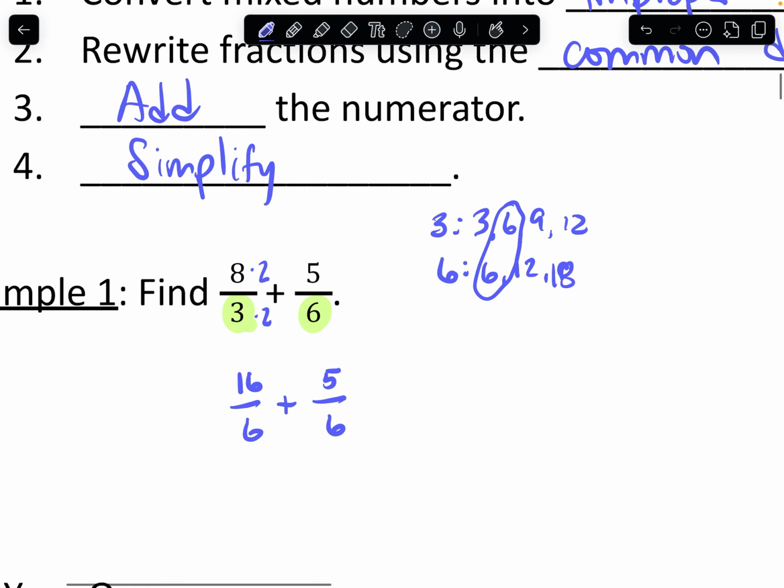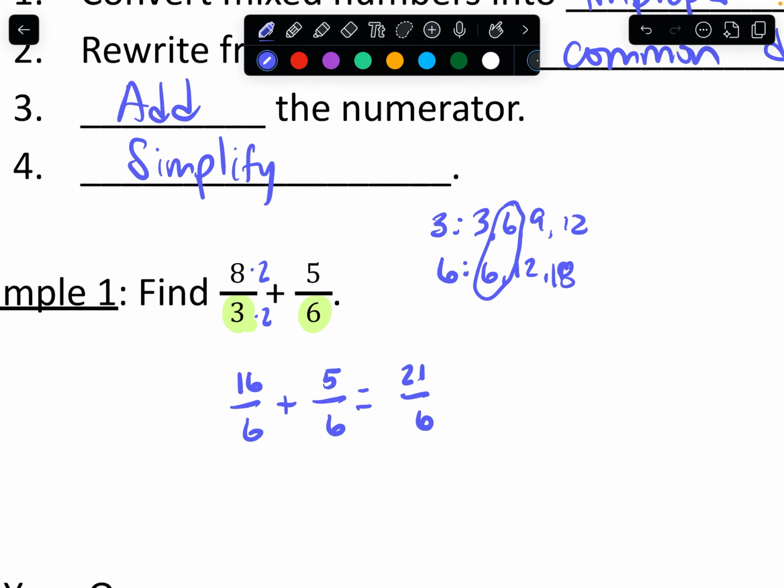Now that I have common denominators, I'm just going to add the numerators, which are the numbers on top. 16 plus 5 is 21. Your denominators, you keep exactly the same. So you have 21/6. The last step is then to simplify, and if I ever write that down, arrow, that's what that means. Looks like 21 and 6 are both divisible by 3. 21 divided by 3 is 7. 6 divided by 3 is 2. So my final answer is actually going to be 7/2. You can leave it like this, or you could rewrite this as a mixed number. I would just leave it like this.